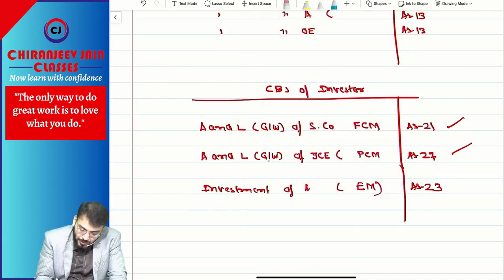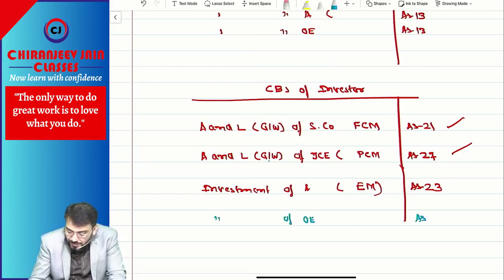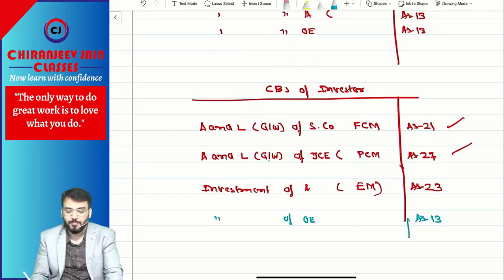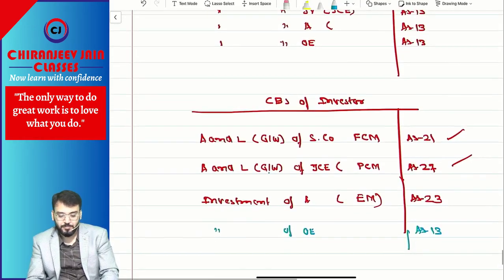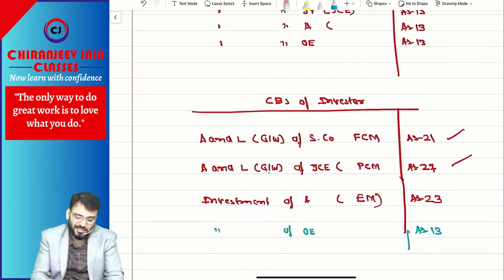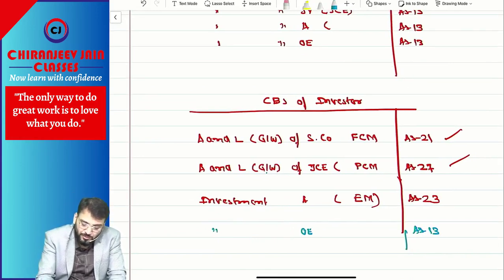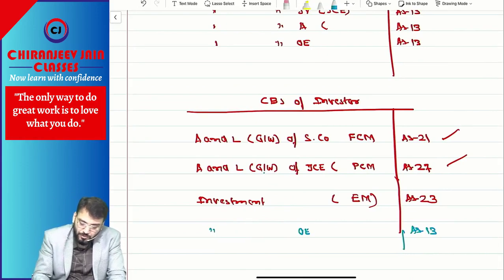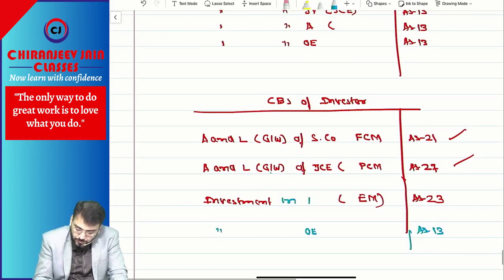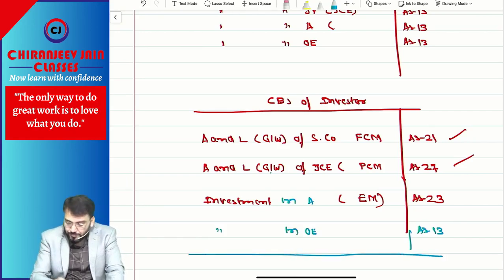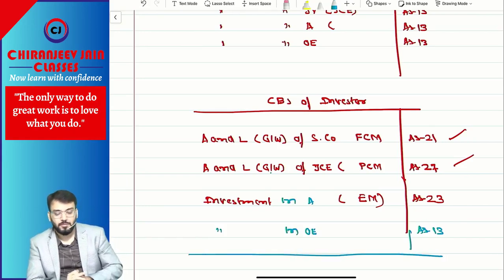Coming soon. An investment in other entity will come as per AS 13 only. Investment in, not of, sorry. A means associate. A means what? Got this point?